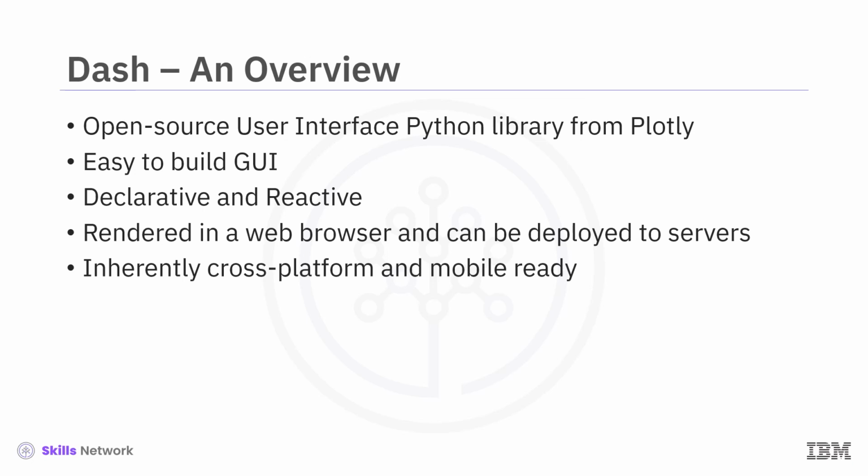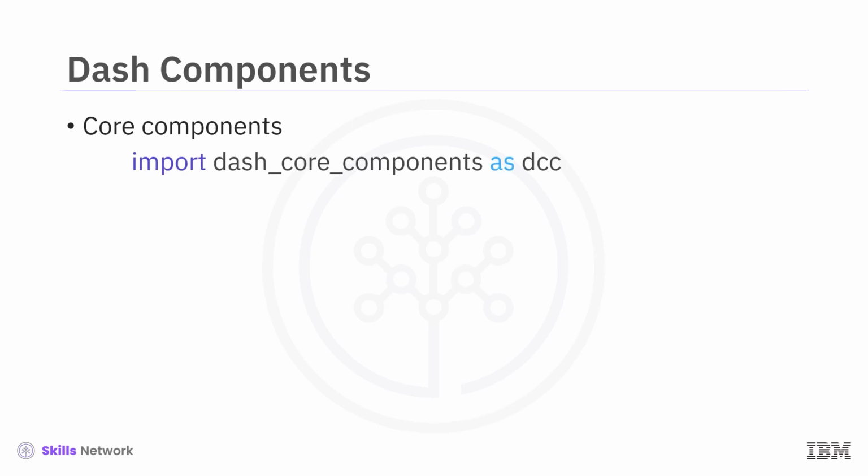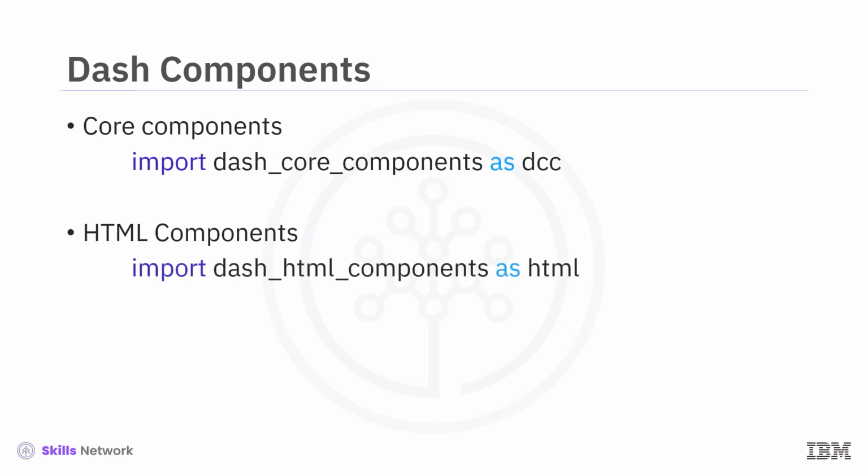Let's say you plan to create an application to answer business questions. As a first step, you need to determine the application's layout. Decide which chart to use and where to place it, for example. This is called the layout part of Dash. The second part is to add interactivity to the application. There are two components of Dash. First is the core components. We can import the core components as DCC using this import statement. Next is HTML components. We can import HTML components as HTML using this import statement. Let's see them one by one.